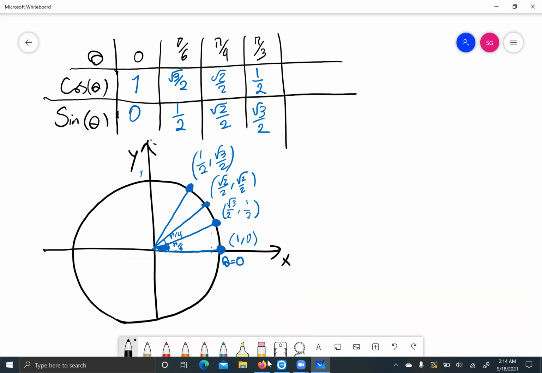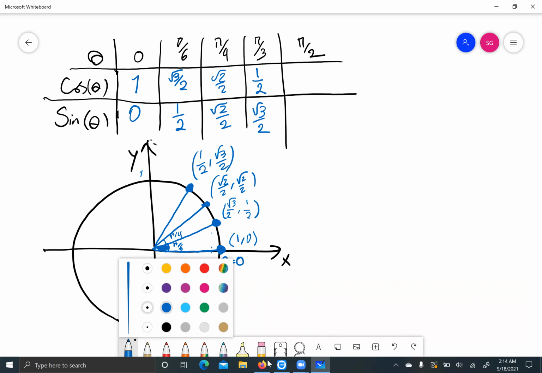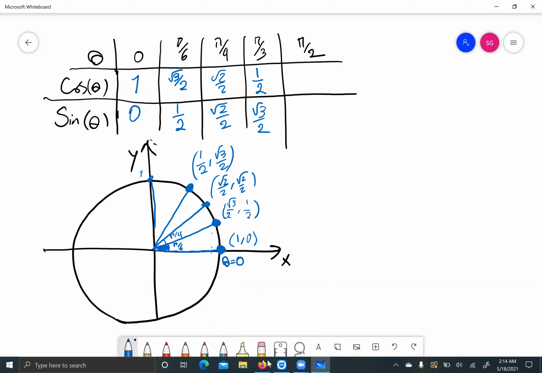And the last angle I'm gonna look at is pi over 2. Pi over 2 is right here, 90 degrees. You see? Look. This is exactly 90 degrees. So what is the x value? 0. What is the y value? 1. So x value 0, y value 1.